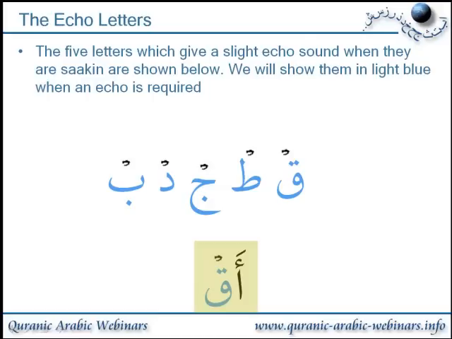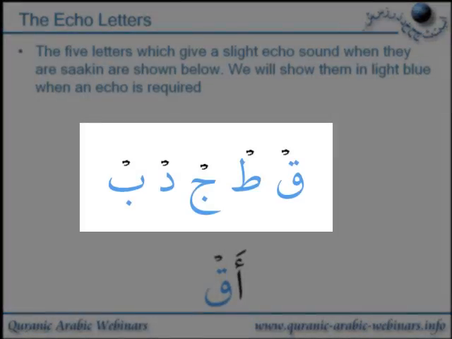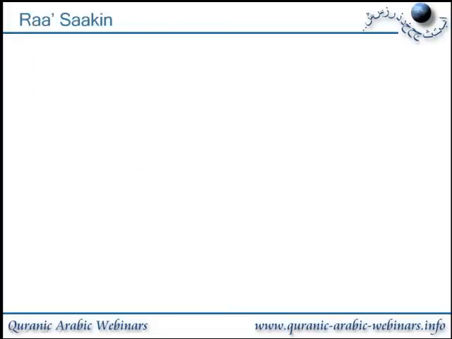So this will be aqqa, aqqa. Be careful not to say it too strongly. This has to be a very slight echo. So aqqa, aqqa. This applies to all of these five letters, so you memorize them as qa, ta, ja, da, ba. And for all our practices in the next few lessons, we will put these in light blue, indicating they need an echo when they are sakin.